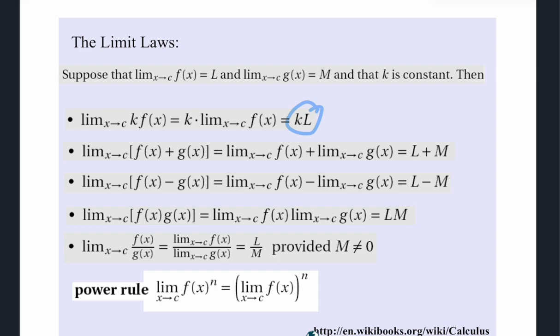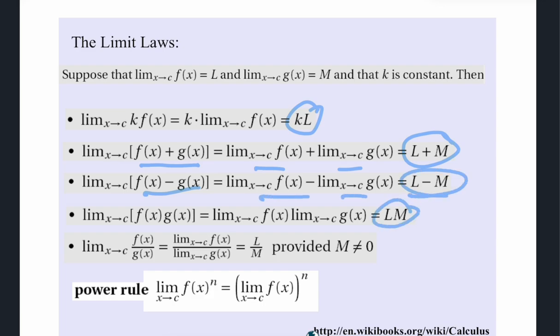The second part is basically saying that if you have two limits added together, don't worry about it, just split them up and add the individual limits. Same thing for subtraction. If you have two limits subtracting, just subtract them.